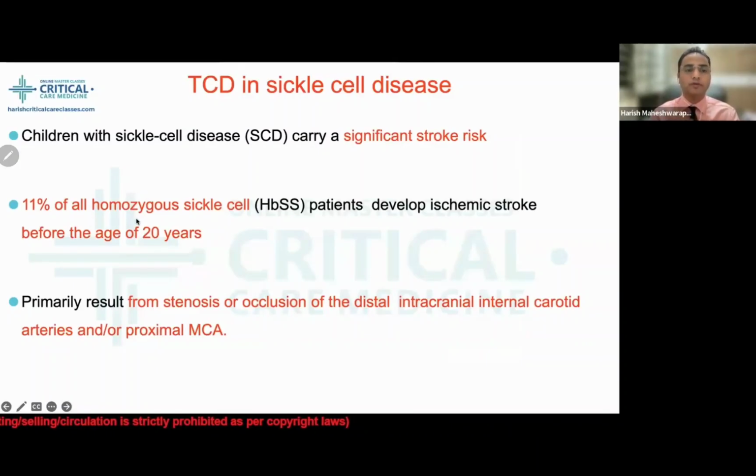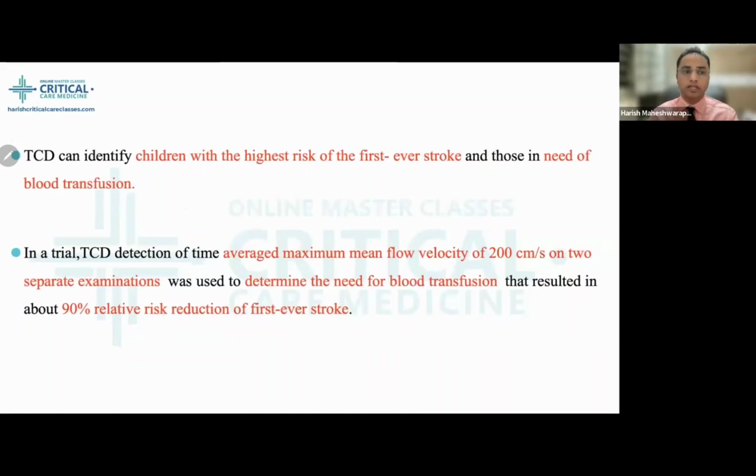Around 11 to 12% of homozygous sickle cell patients develop ischemic stroke before the age of 20. This primarily results from stenosis or occlusion of the distal intracranial internal carotid artery and/or the proximal middle cerebral artery. So basically, it is going to be occlusion of the distal part of the ICA, proximal to the MCA territory. TCD can identify children with the highest risk of first-ever stroke and those in need of blood transfusion. Remember, it tells two things.